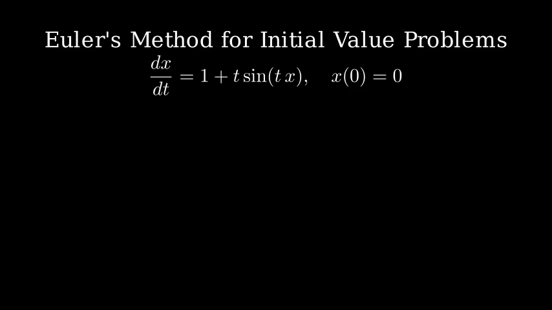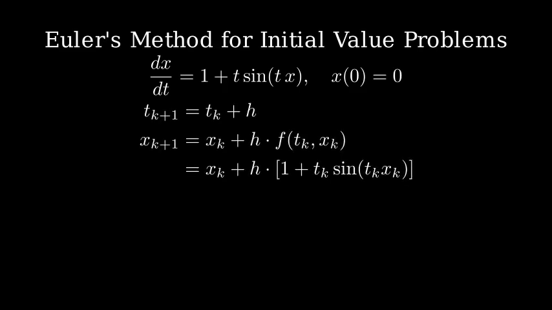Euler's method is a numerical technique for approximating solutions to differential equations. The idea is to use small steps, each of size h, to march forward from our initial condition. At each step, we use the derivative to predict the change in x, and then update x accordingly.